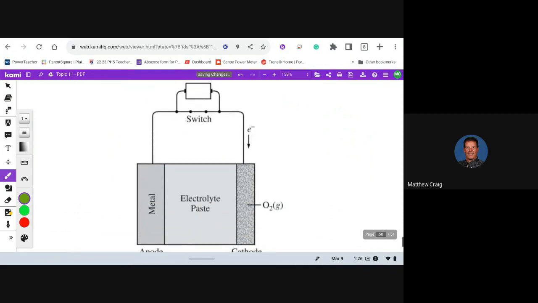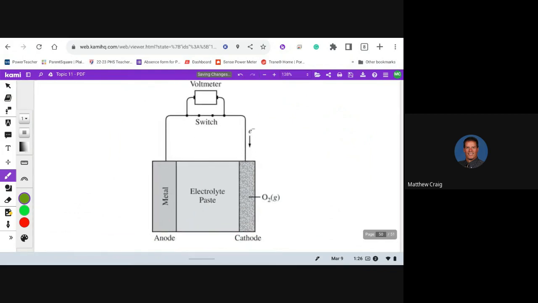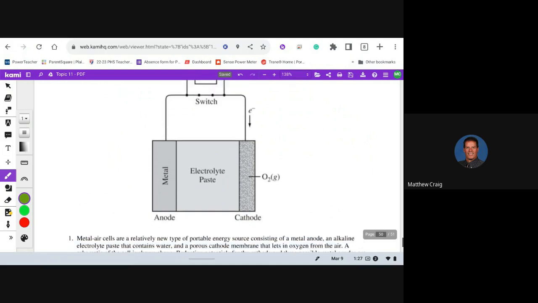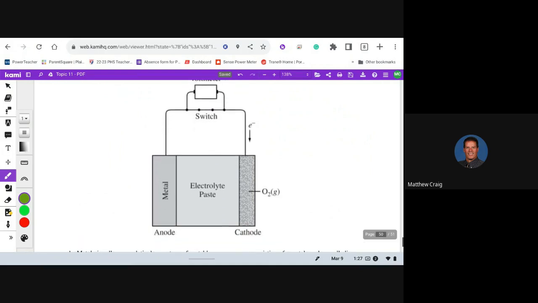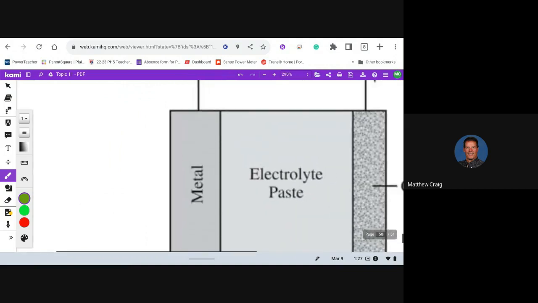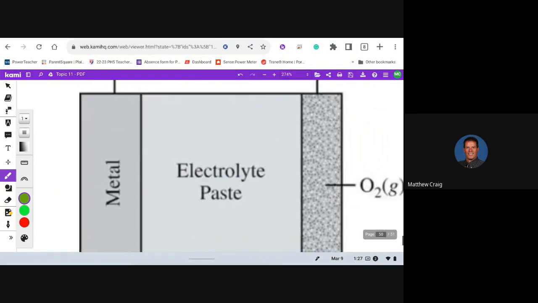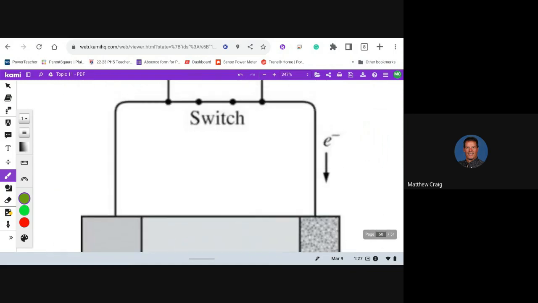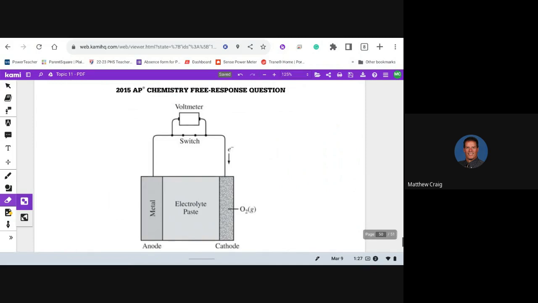All right. So we have ourselves an interesting picture here that we've never seen before. Man, I should have saved this for tomorrow. This one would have been a humdinger for y'all. Don't look at me like that, Drew. Come on now. All right. So it's telling us that we have an anode and a cathode. We have a metal. We have oxygen gas, an electrolyte paste, and we see electrons flowing in a particular direction. So all things that we should be aware of here, okay?